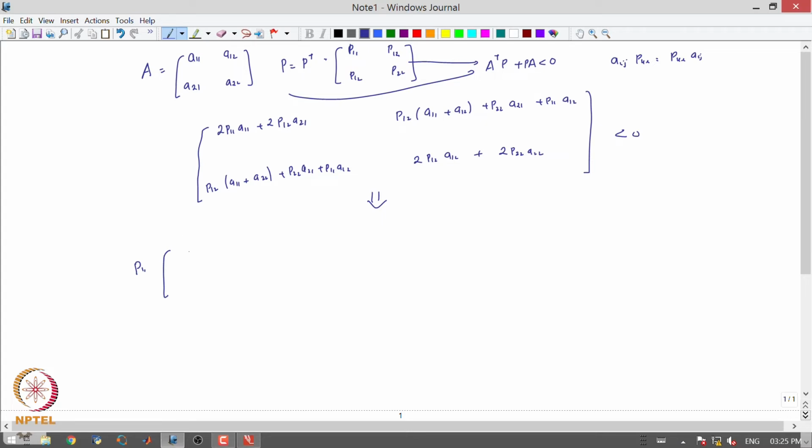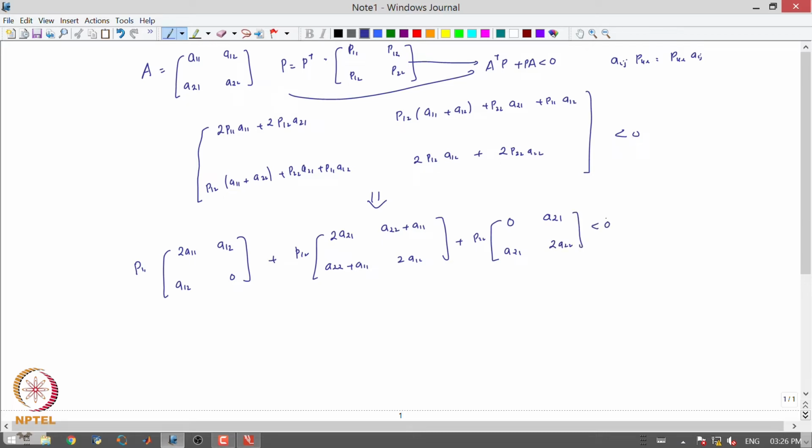So, I have P11 here, I have twice A11, A12, A12 0 plus P12, I have twice A21, A22 plus A11, A22 plus A11 here, twice A12 plus P22 with 0, A21 twice A22 is less than 0.